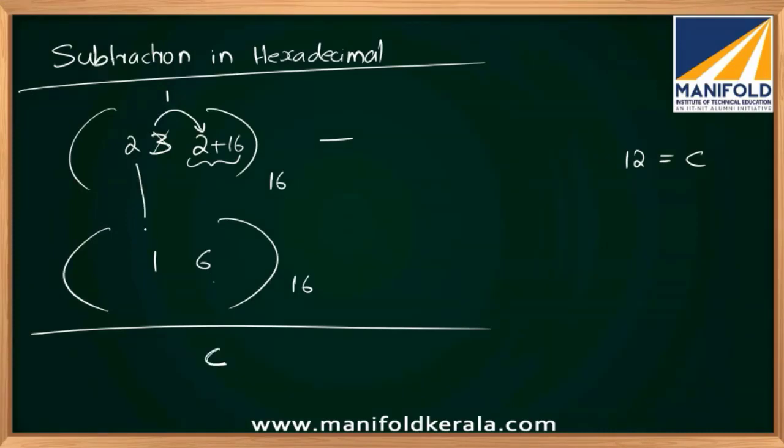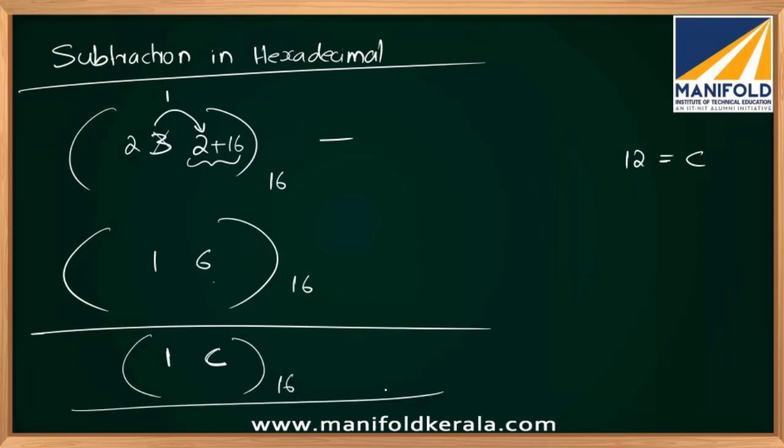right? Now, what is this subtraction? 2 minus 1. And what is 2 minus 1? It is 1C. So this will be the number in hexadecimal. So this is how you carry out the subtraction in hexadecimal. Whenever you want to take a borrow, please understand that this borrow will contribute an addition of 16 here. Okay. So just remember that one.